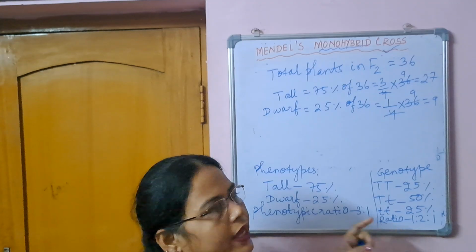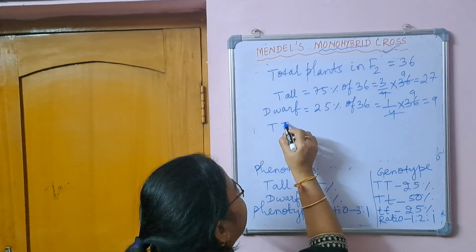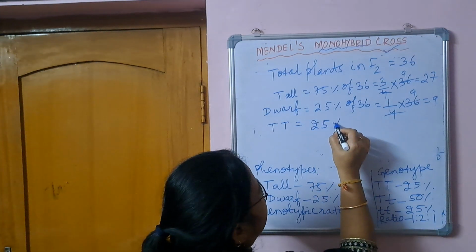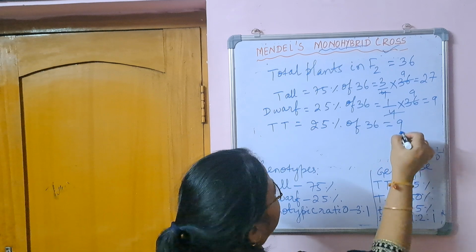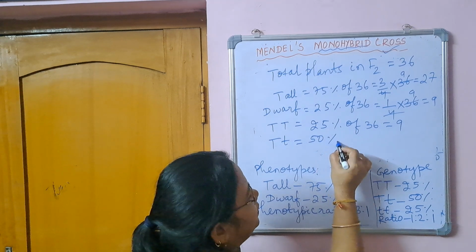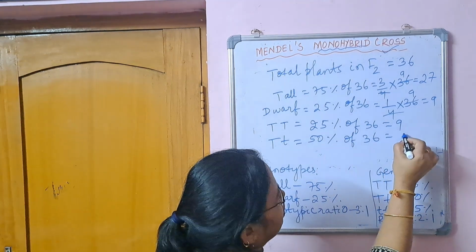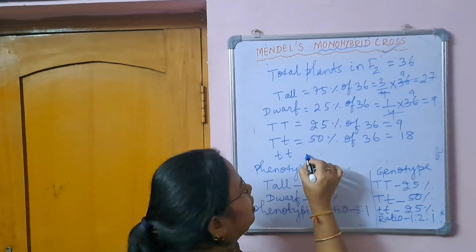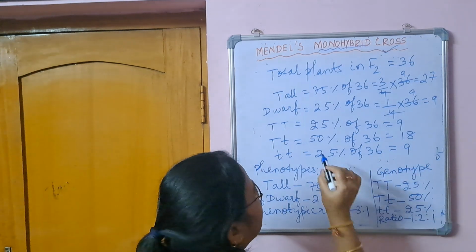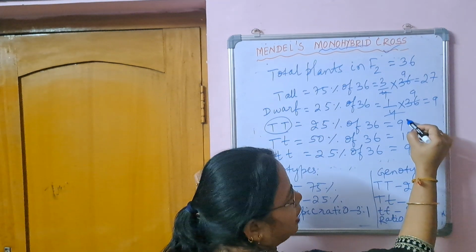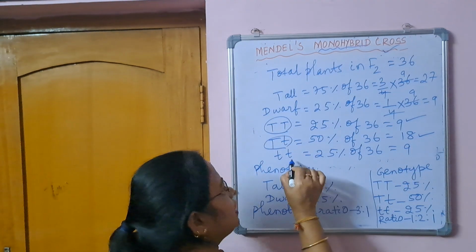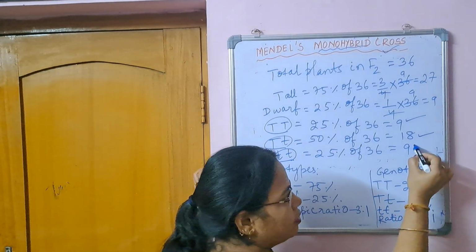Now you come to the genotype. Let us see how many plants will have the capital T capital T combination. It is 25%, so 25% of 36 will be 9. Now the capital T small t combination will come 50%, so 50% of 36 is equal to 18. Now the small t small t combination will come 25% of 36, so it will be 9. That means the capital T capital T combination will be in 9 plants, the capital T small t combination will be present in 18 plants, and the small t small t combination will be found in 9 plants.